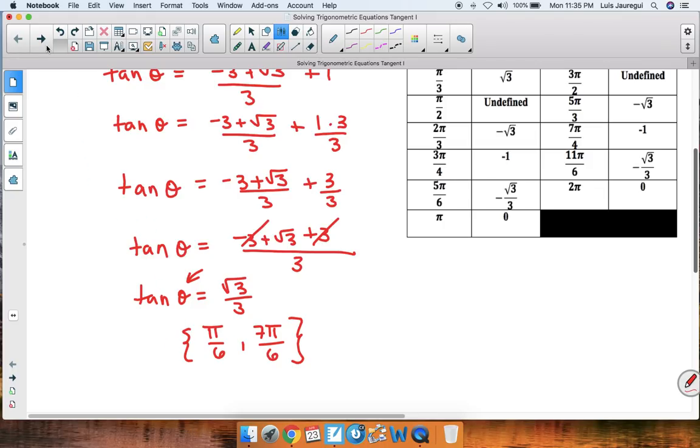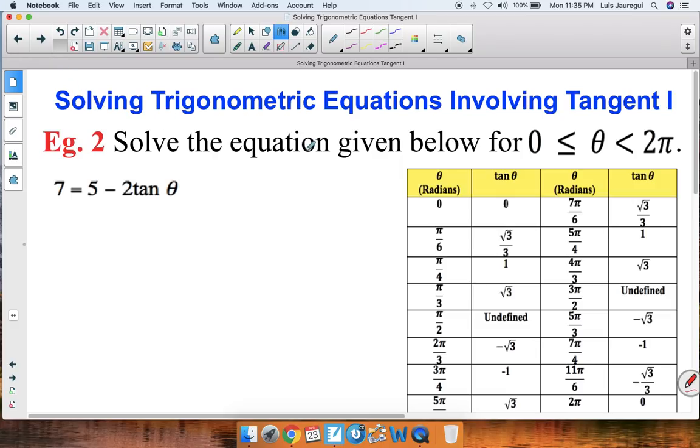Let's see one more example. Solve the equation given below for theta greater than or equal to 0 but less than 2 pi. So we have 7 is equal to 5 minus 2 times tangent of theta. Once again, the first step to solve for theta is to isolate the tangent.